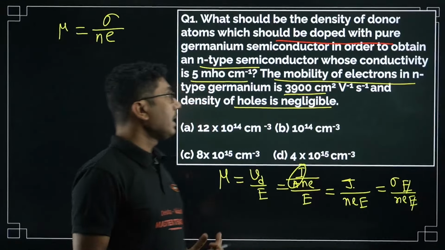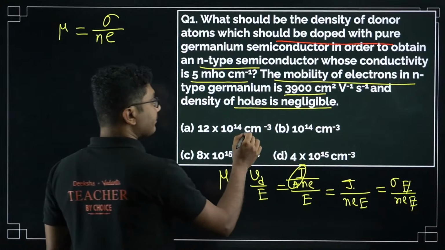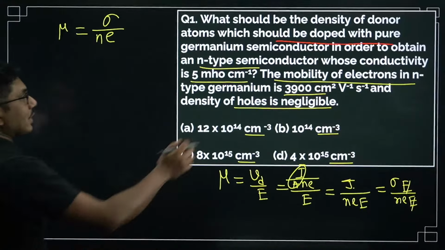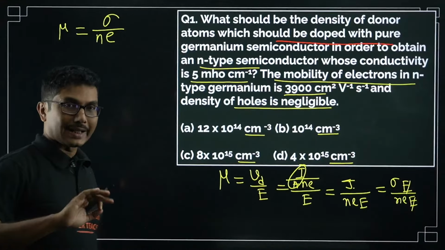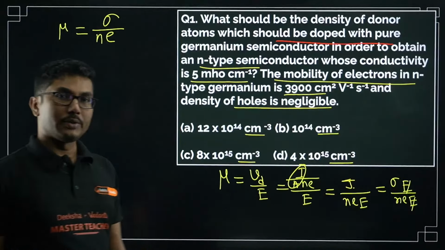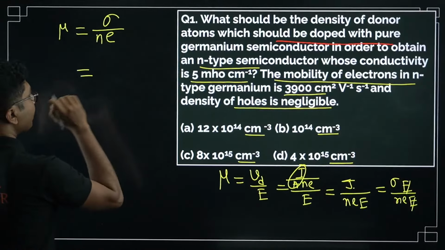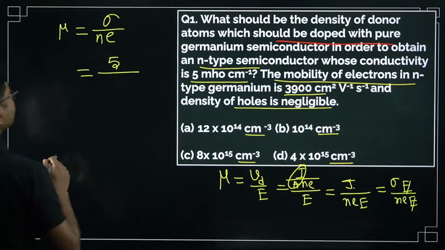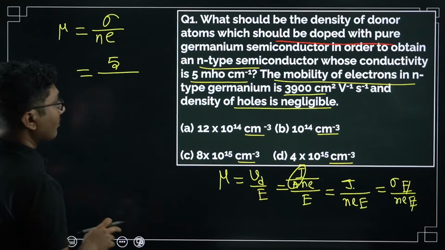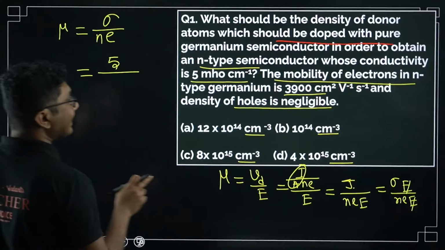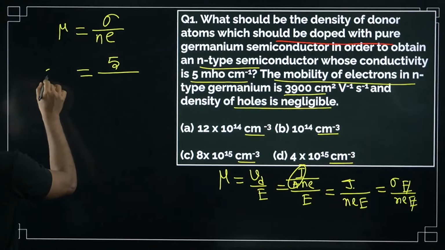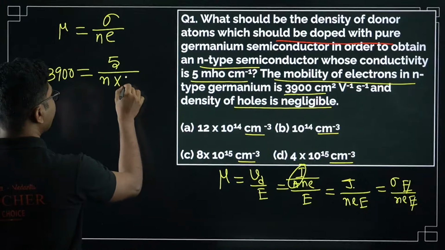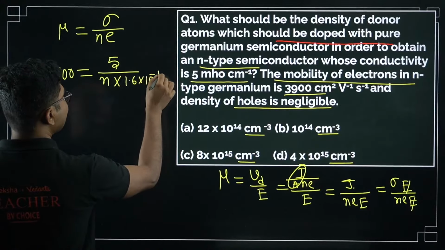So if you don't remember it, you can either derive this relationship, or if you remember this formula, that will be very, very helpful. Okay, so now if you see the options as well, all the units are given in centimeter to the power -3, right? So you don't need to convert from centimeter to meter and then convert it back again. So if you keep everything in centimeters, your answer will be correct. So 5 mho is the conductivity, and mobility is given as 3900, and you are trying to find the number density n. Charge of electron you already know, 1.6 into 10 to the power of -19.